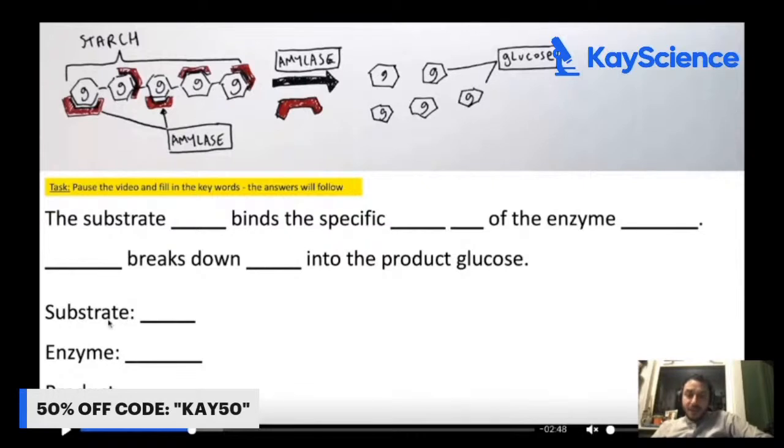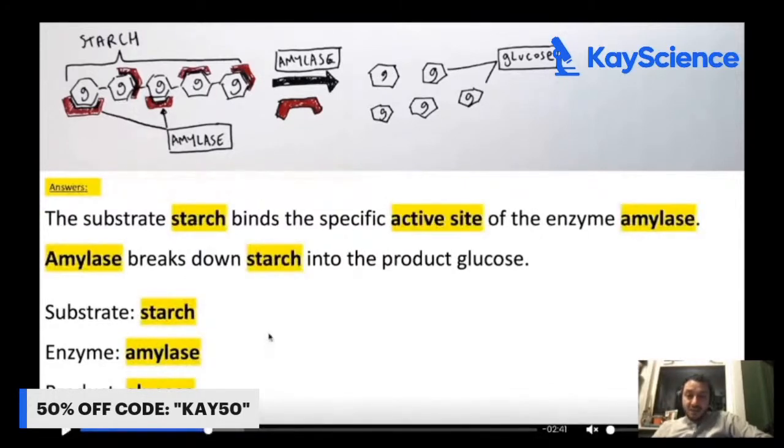So what is the substrate here? The substrate is what gets broken down or put together to build a larger product or smaller products. It's getting broken down. The substrate here is starch. The enzyme is amylase. Amylase is the enzyme and the product is glucose. So this here is the answer. If you're watching to catch up, you can have a quick pause here.